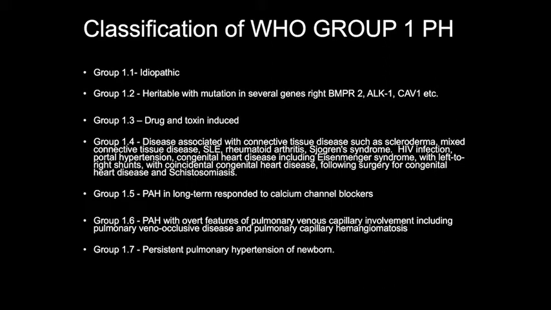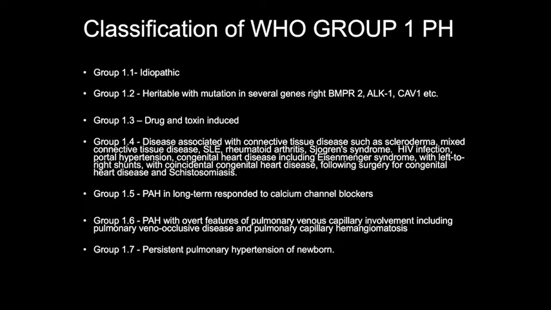The second one, 1.2, is the heritable one, in which the patient has mutations in BMPR2, ALK1, and CAV1. 1.3 is drug or toxin induced because of cocaine, amphetamines, basically the adrenergics, and also weight loss medication. 1.4 is secondary to the connective tissue disorders, which include lupus, rheumatoid arthritis, Sjogren's syndrome, and also patients with HIV infection, portal hypertension in end stage liver disease, congenital heart disease, including Eisenmenger syndrome, in which they have a left to right shunt. Those groups of patients are also considered in 1.4.